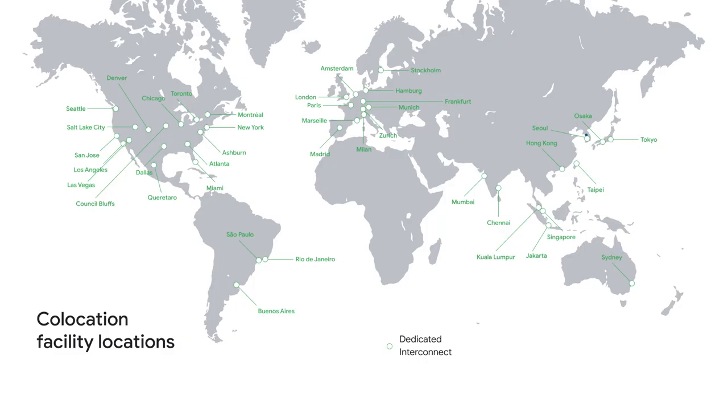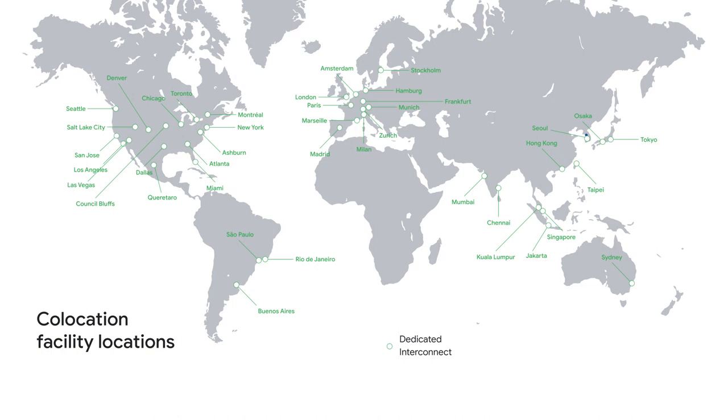In order to use Dedicated Interconnect, your network must physically meet Google's network in a supported colocation facility. This map shows the locations where you can create dedicated connections. For a full list of these locations, see the link section of this video.